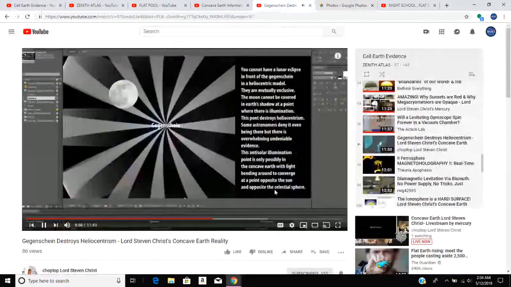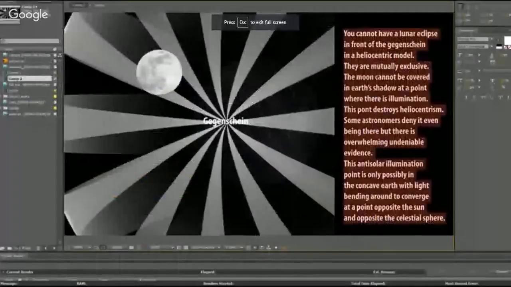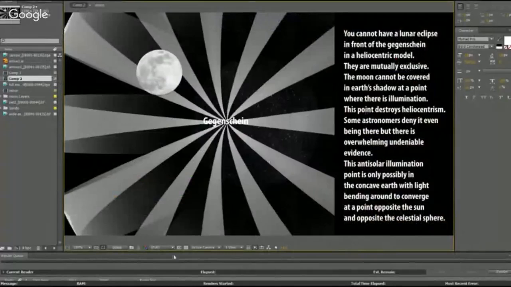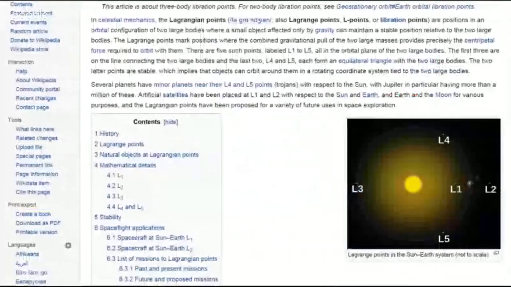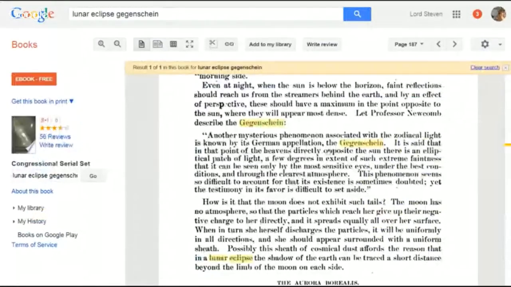There's overwhelming, undeniable evidence. Okay. Show you some research here. The Gegenschein, another mysterious phenomenon associated with the zodiacal light, is known by its German appellation, the Gegenschein. It is said that in that point of the heavens directly opposite the sun, there is an elliptical patch of light. Now, I just told you I don't think it's elliptical. I think it's circular. I showed you when you boost up the curves, it's circular.